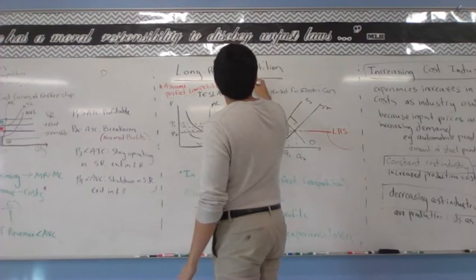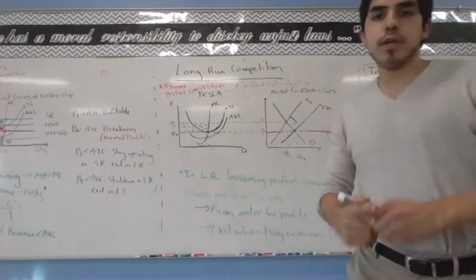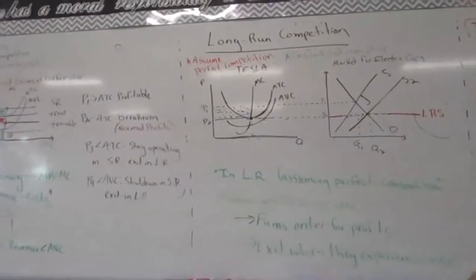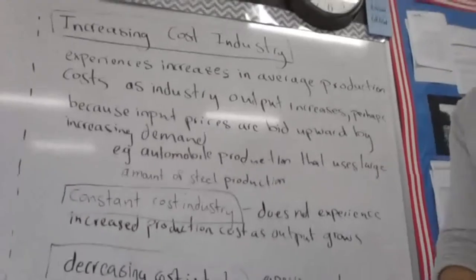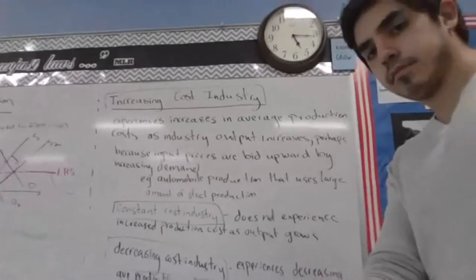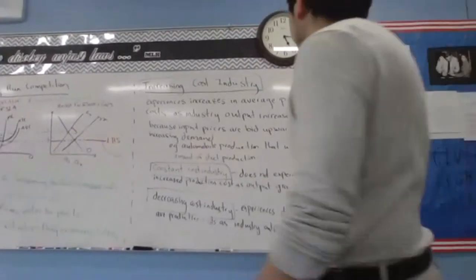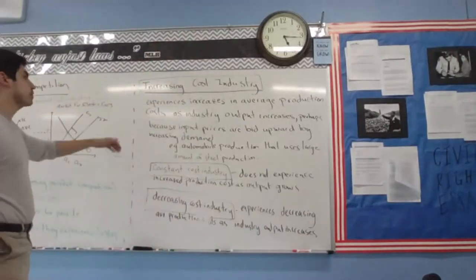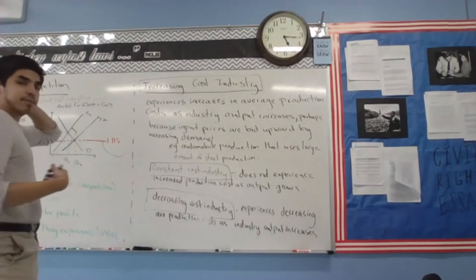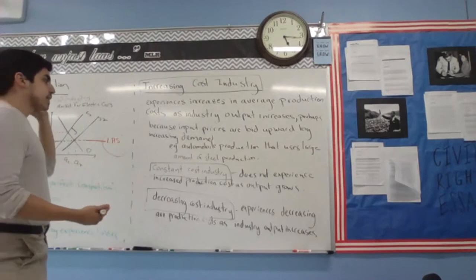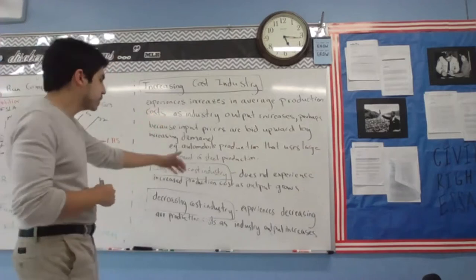So this is the additional assumption that I made. And so constant cost industry, I'm going to wheel you over here so you can see what constant cost industry is. So increasing cost industry is an industry that experiences increases in average production costs as industry output increases, perhaps because input prices are bid upward by increasing demand. So example would be automobile production that uses large amounts of steel production. And so we assumed constant cost industry.